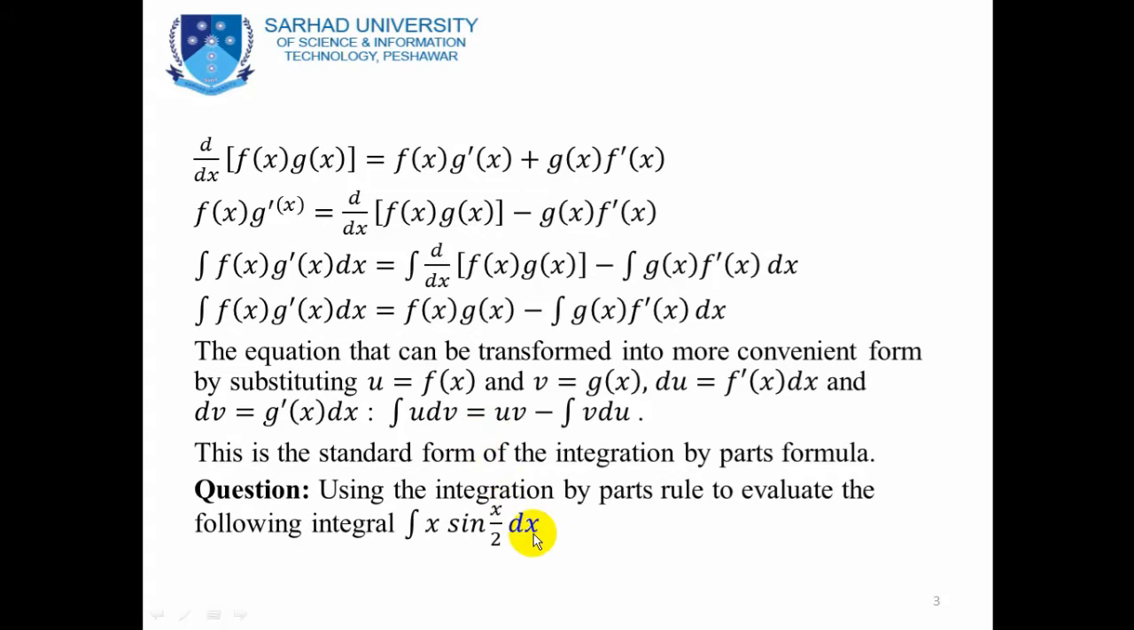For example, you see over here in this example, one function is a polynomial and the other function is a trigonometric function. So in this case these two functions are in multiplied form, but the main problem for the student is which function should be considered as the first function and which function should be considered as the second function. So dear students, when polynomial and trigonometry are in multiplied form, then consider the polynomial as the first function because the derivative of this x is equal to 1.